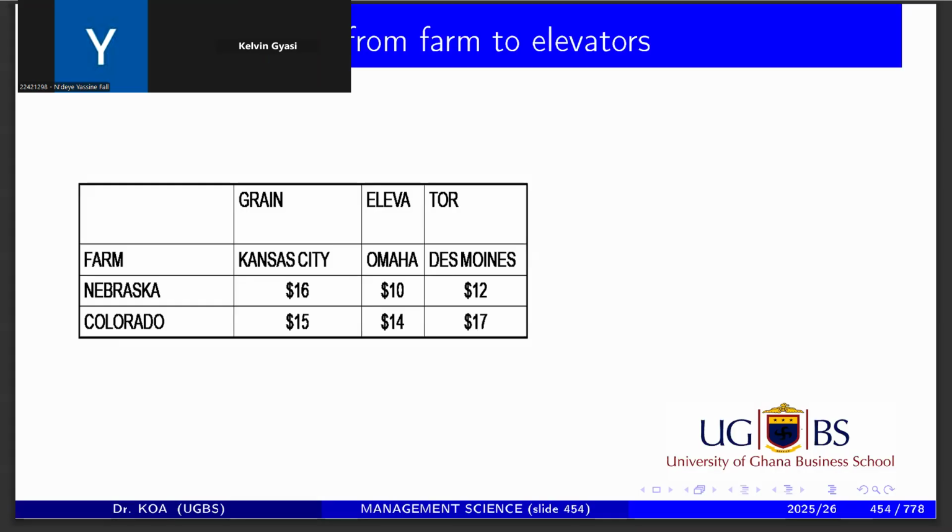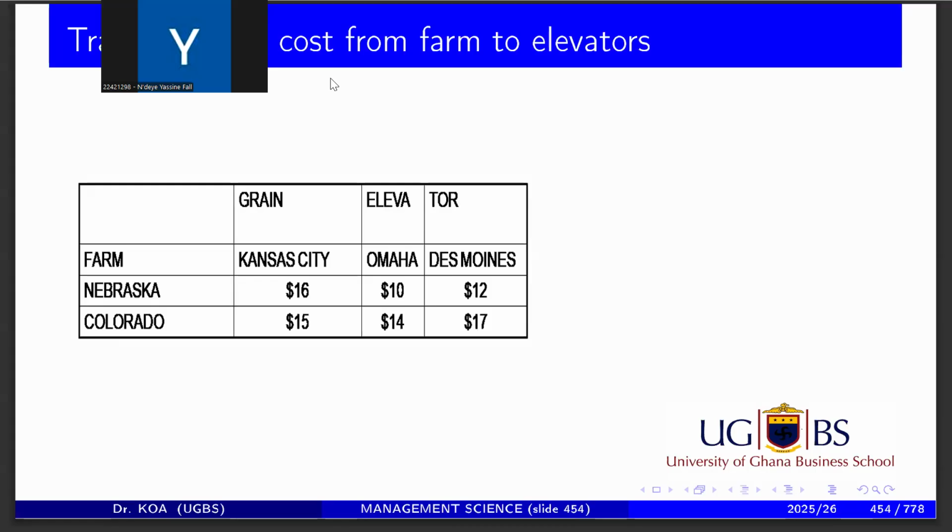Calvin? They will increase. Yasin? It will become 3, because now Kansas City, Omaha, and Des Moines will now be just transit places because they don't actually receive anything. So what happens to your constraint? You said it will become 3.